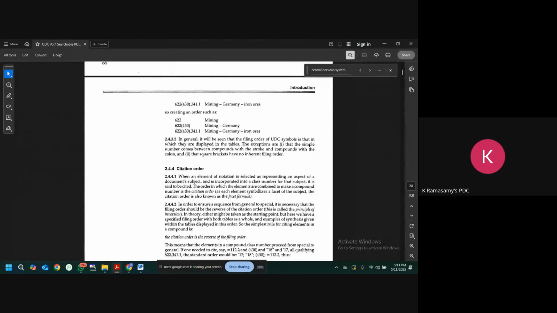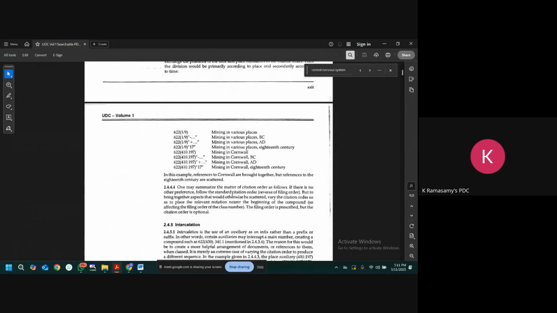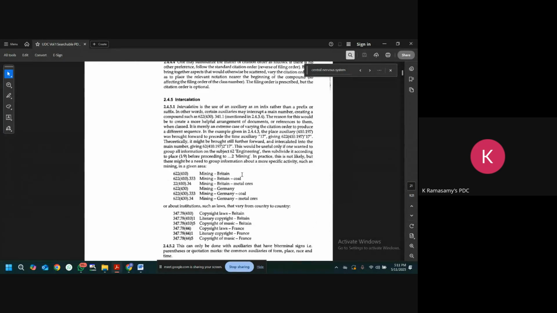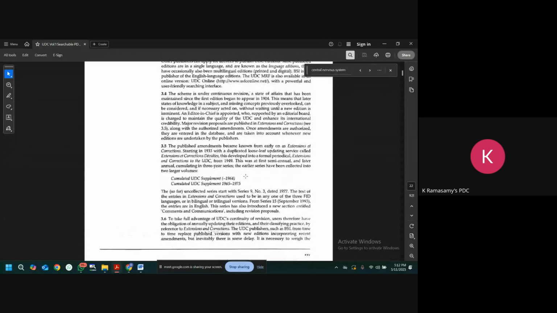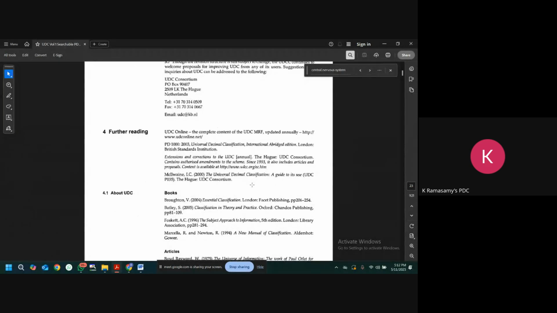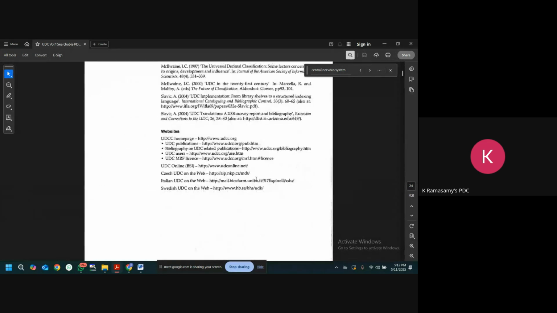In colon classification, we use the term facet formula. The same way, if you are using UDC, what citation order or facet formula can you follow for arranging various components in a compound title? Those kinds of rules and regulations are given, and how in different ways UDC numbers can be prefixed, suffixed, and infixed into various numbers, and how the whole UDC is managed by a group of people, the consortium. If you want to know further about UDC, what references and resources you can use, all those things are available in the introduction part.